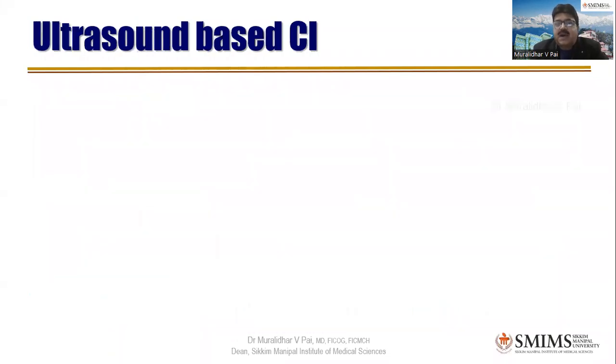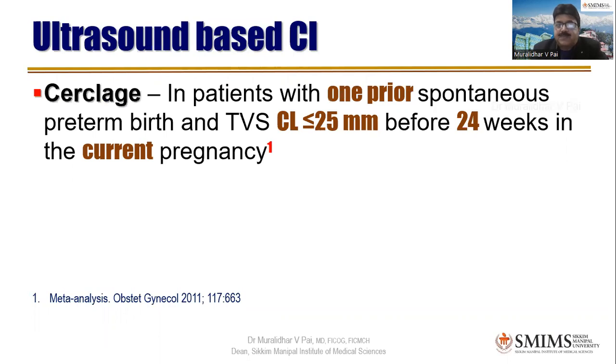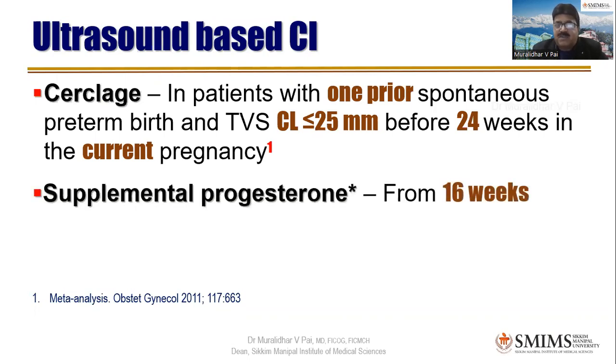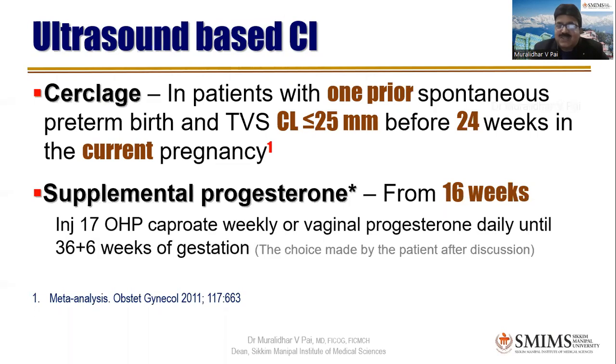Second category is called ultrasound-based cervical insufficiency. First one was history-based. Now it is ultrasound-based. Cerclage in patients with one prior spontaneous preterm birth and this time TVS cervical length less than 25 millimeter before 24 weeks in the current pregnancy is definitely worth it. So cerclage is the answer again for ultrasound-based cervical insufficiency. What about supplemental progesterone? Again, another asterisk comes there from 16 weeks. It's almost the same answer.